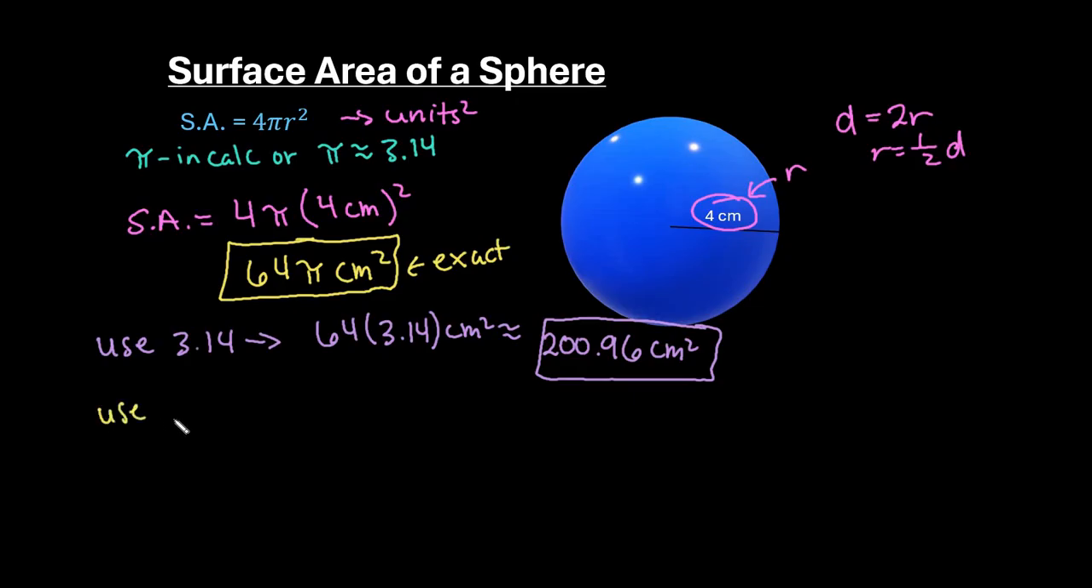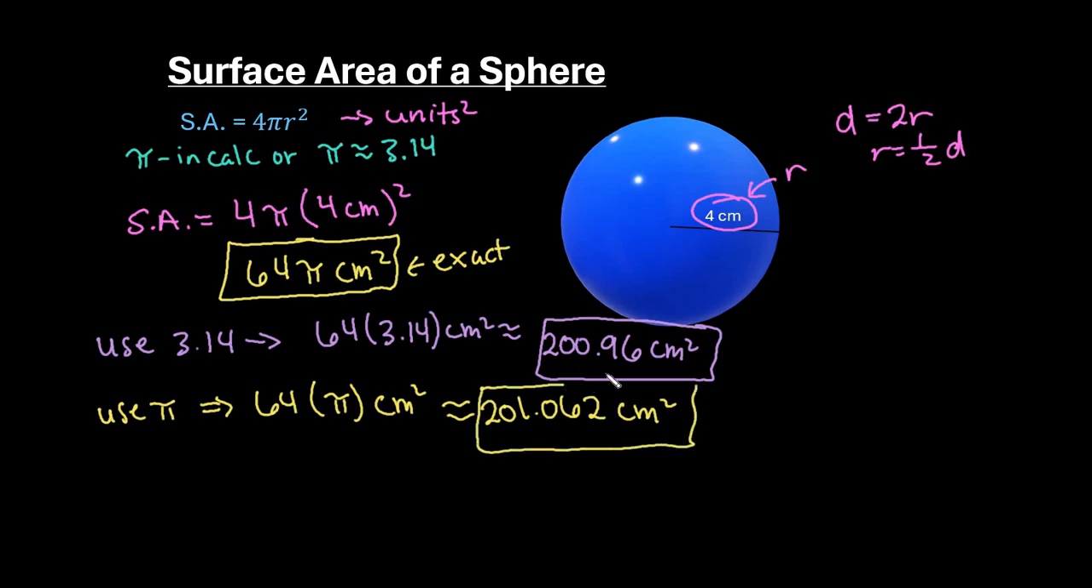If they ask you to use the pi button in your calculator, then you would just do 64 times the pi button in your calculator, and all scientific calculators or graphing calculators have pi somewhere on them, so you just kind of need to know your calculator, but there will be a pi button somewhere on that calculator. If I plug this one in, 64 pi does end up giving me approximately 201.062 centimeters squared. So you can see that these two answers are different from each other.